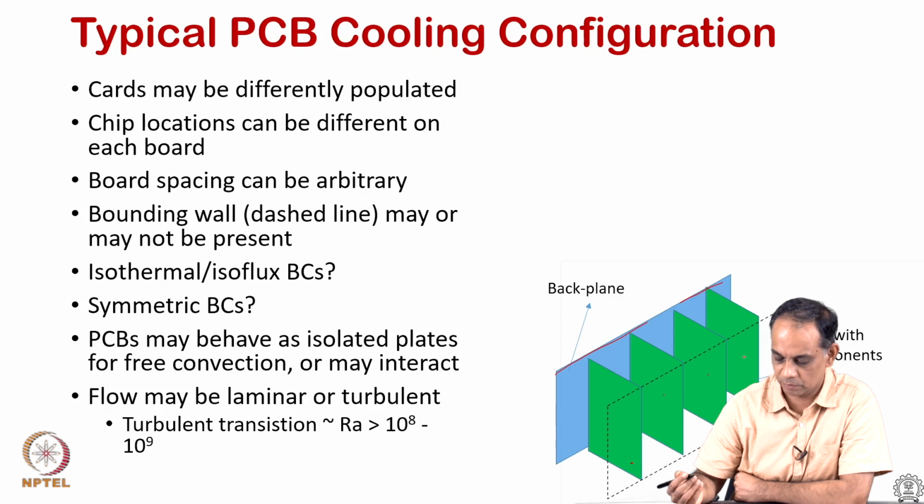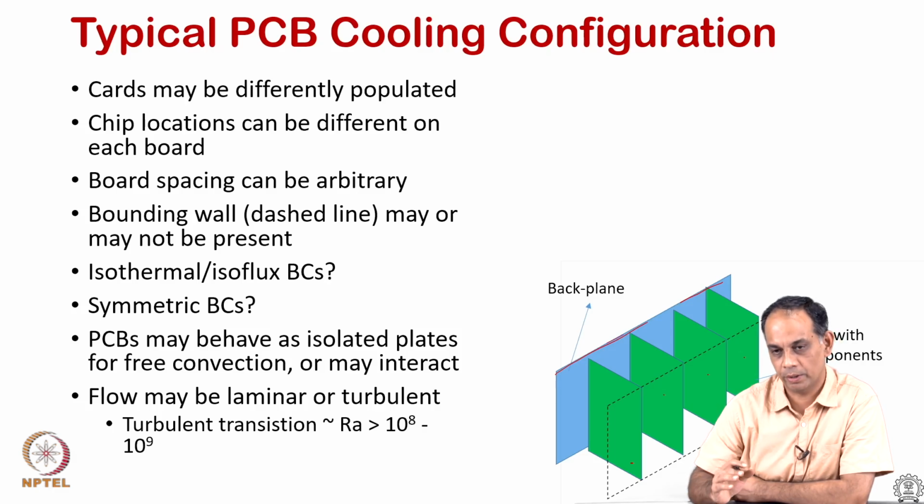PCBs, or it can be fins, for example, mounted on a back plane. This is if it is a PCB. It can be a fin or a natural convection heat sink. So, what kind of boundary conditions can we use? Isothermal, isoflux, symmetry, and so on.